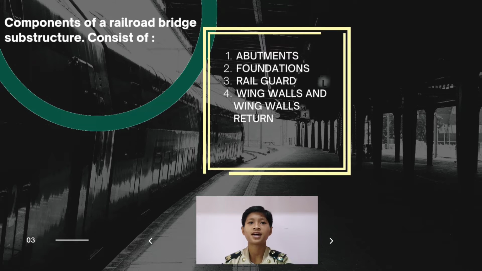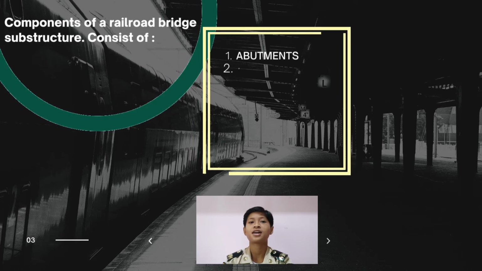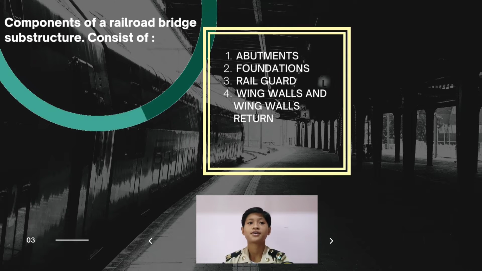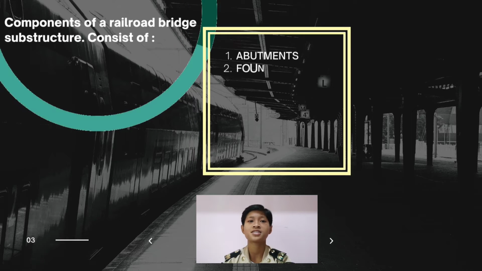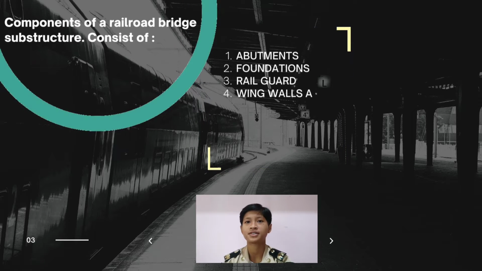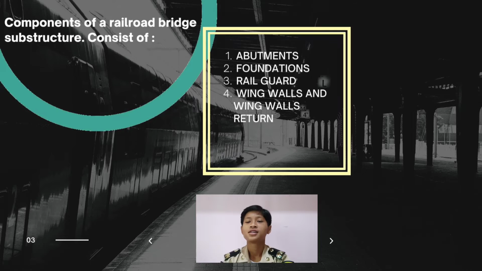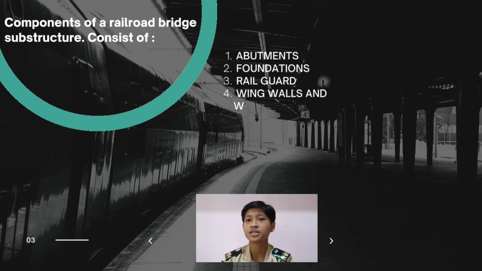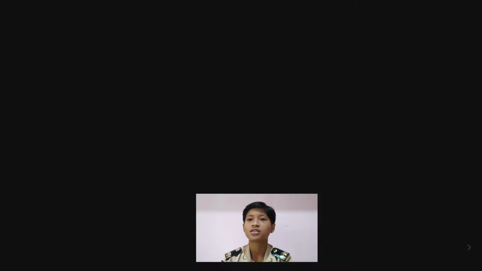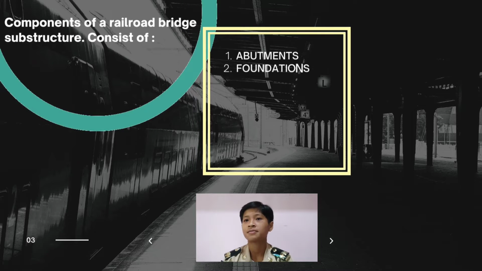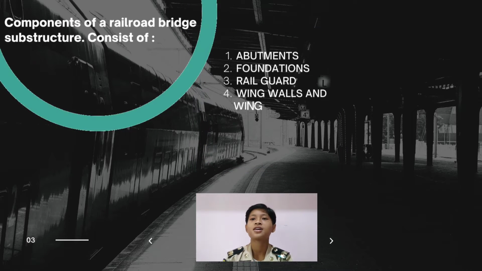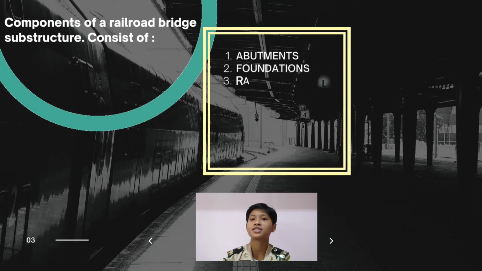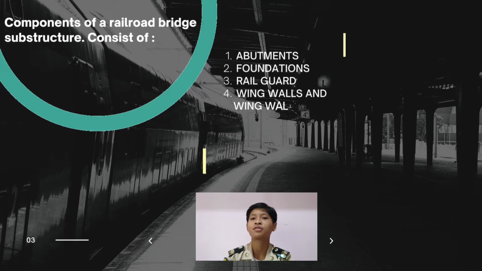Substructure components are components that are under the railroad bridge. These components have important parts and each has its own benefits. So these are the components of a railroad bridge substructure. It consists of, first, abutments, second, foundations, then rail guard, and the last is wing walls and wing walls return.